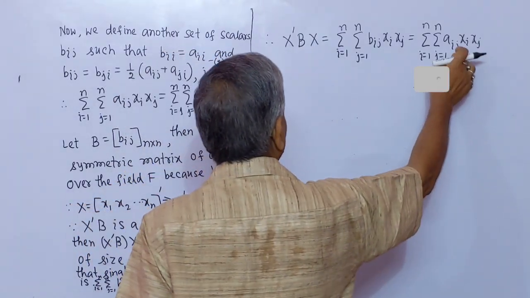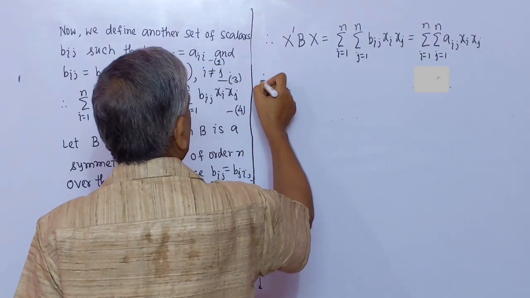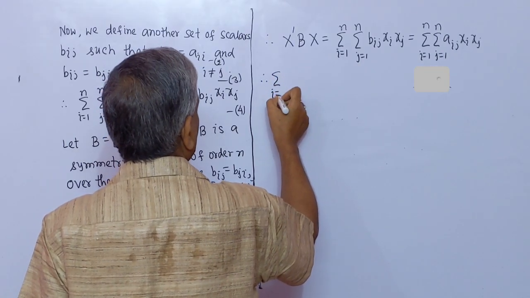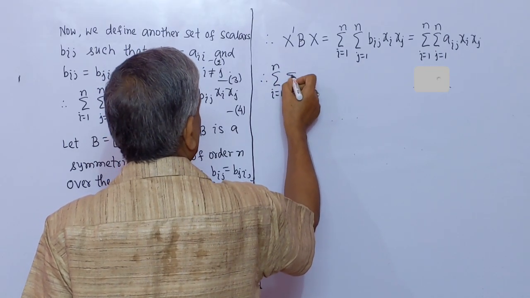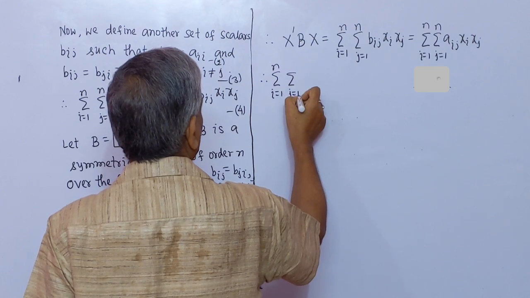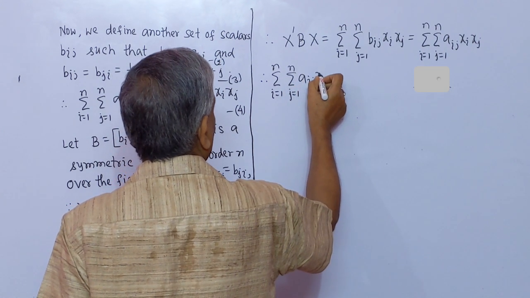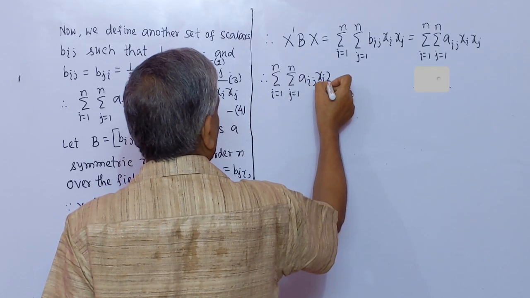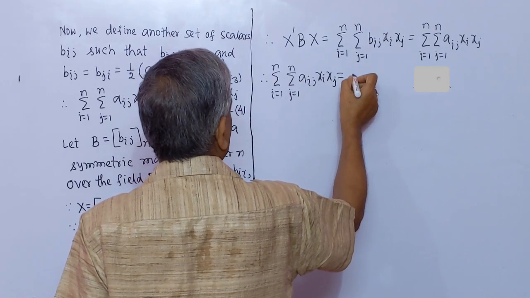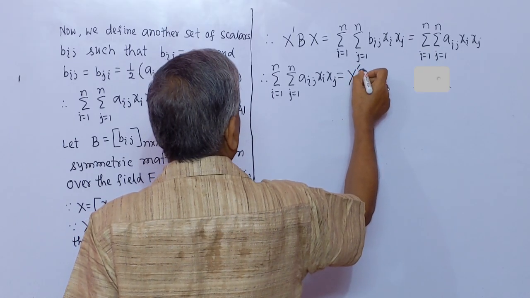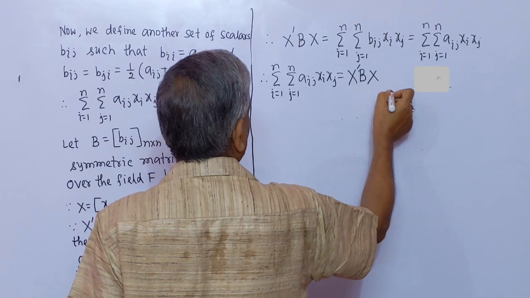Therefore this quadratic form, sigma i equal to 1 to n, sigma j equal to 1 to n, aij xi xj equal to x transpose B x, and proved.